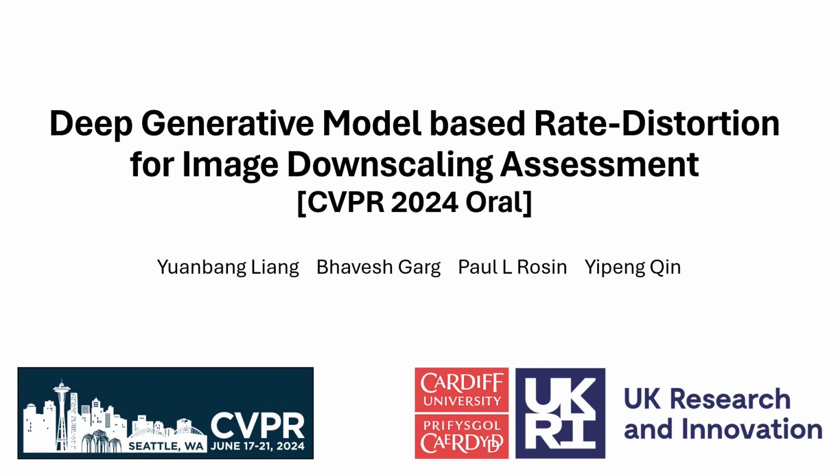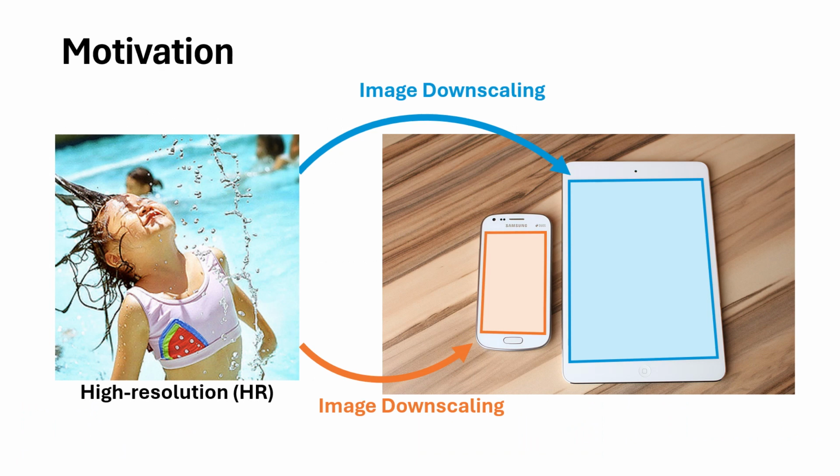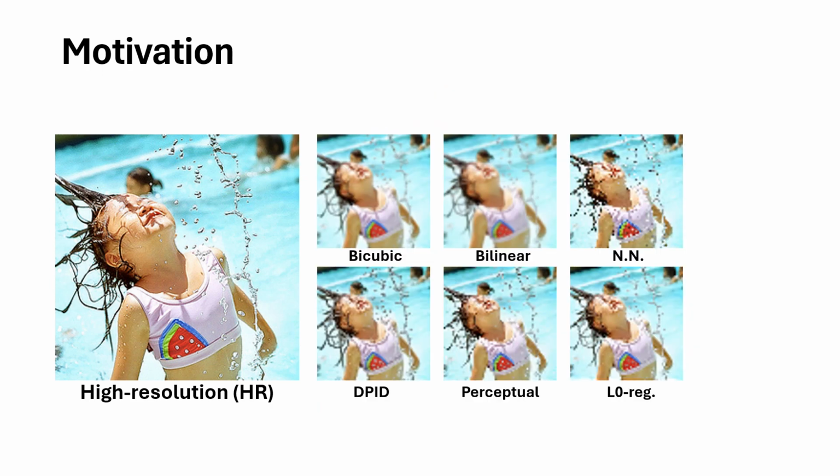Hi everyone. Today, I am going to present our work at CVPR 2024 on deep generative model-based rate distortion for image downscaling assessment. Image downscaling is a fundamental problem in image processing and computer vision that focuses on preserving information present in the high-resolution images, which is especially important for applications and devices with limited screen spaces like smartphones and iPads. To date, researchers have developed many sophisticated approaches like bicubic, bilinear, nearest neighbor, DPID, perceptual and L0 regularized.